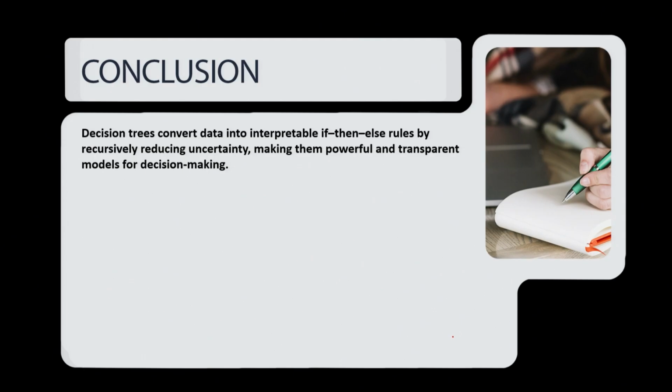And to conclude, decision trees convert data into interpretable if-then-else rules by recursively reducing uncertainty, making them powerful and transparent models for decision making. Thank you.